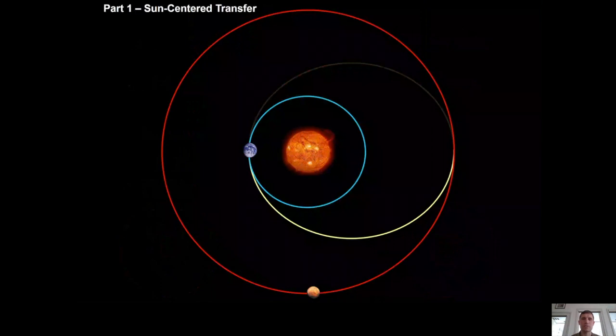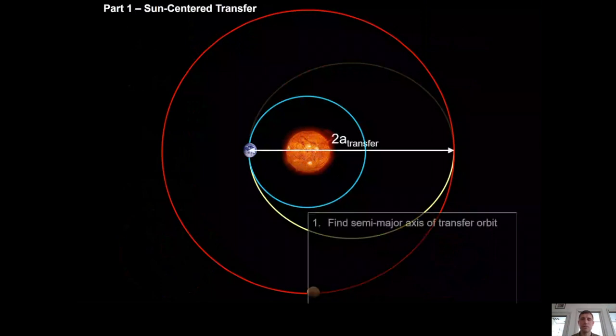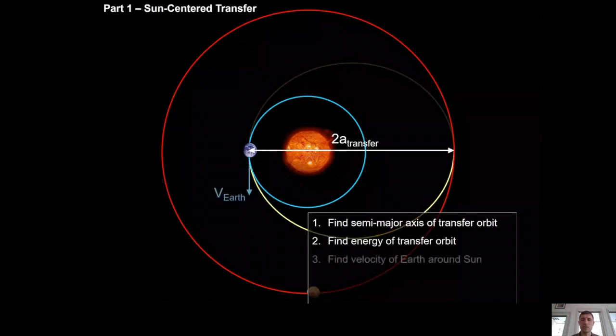Okay, so back to the sun-centered frame. First thing we do, find the details of our transfer orbit. So find the semi-major axis of our transfer orbit by taking the radius from the sun to Earth, and the radius from the sun to Mars. Add those together, divide by two. Okay, we're going to find the energy of our transfer orbit. We expect that energy to be negative relative to the sun. And again, remember, we're using mu of the sun in these calculations.